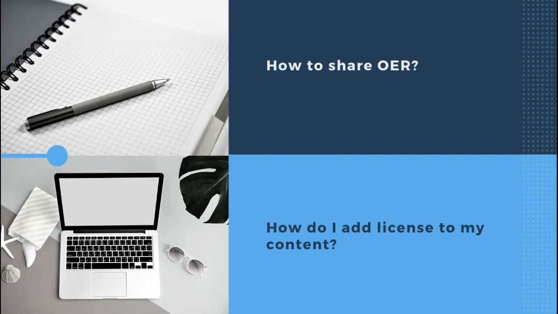Once you decide to remix an OER or to create an entirely new OER, first decide how you are going to share it and with whom. Also, you have to know how to add an open license to the content that you have created. So how do you add that?